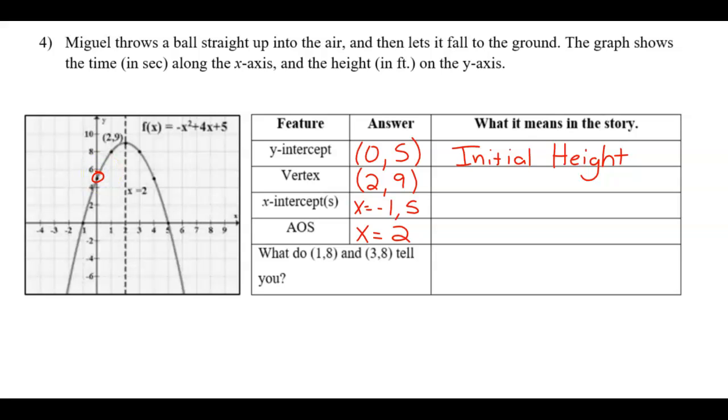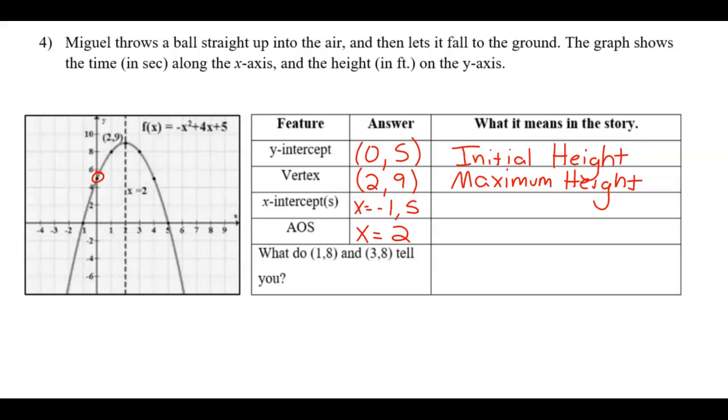Now, what does the vertex mean? It kind of means two things. What does the 2 mean? That's the 2 seconds. After 2 seconds, how high is the ball? 9 feet. What is that? It's the maximum height of the ball. So at 2 seconds, the ball is at its maximum height of 9 feet.